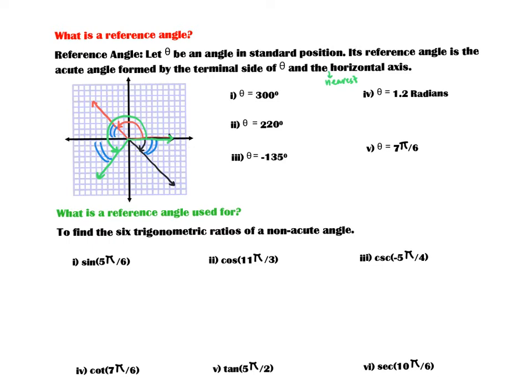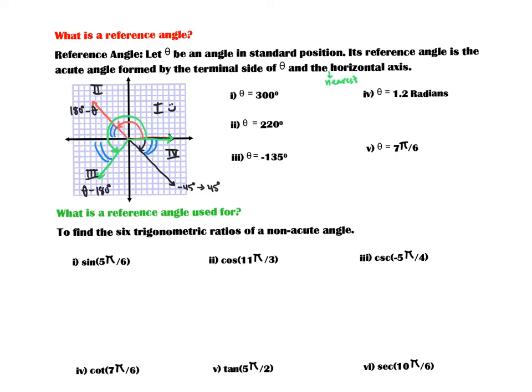So if you think about it, if an angle falls in quadrant 1, that's cool. That's easy. That is its angle. If an angle falls in quadrant 4, it's going to be the absolute value of that angle. So for example, let's say this is negative 45 degrees. The reference angle would just be positive 45 degrees. If an angle falls in quadrant 2, I'm going to take 180 minus the angle I was given. And if the angle falls in quadrant 3, I'm going to take the angle minus 180.